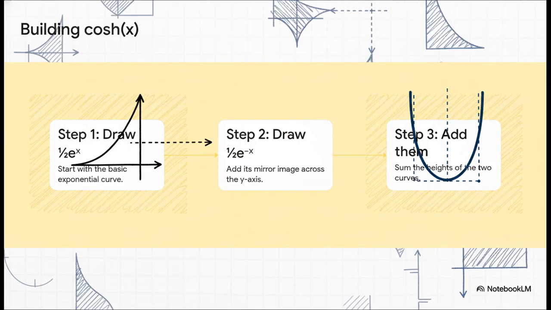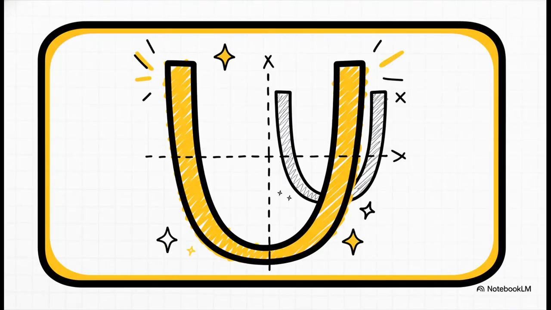What's so cool is you can actually see what that formula is doing. Imagine you draw the curve of 1/2 e to the x, that classic swoosh upwards. Then you draw its mirror image, 1/2 e to the negative x. And then for every single point, you just add their heights together. And what you get when you add them up is this really perfect symmetrical U shape. Now, you might look at that and think, hey, that's a parabola. But it's not. It's a different special curve called a catenary. And that right there is the graph of cosh of x.